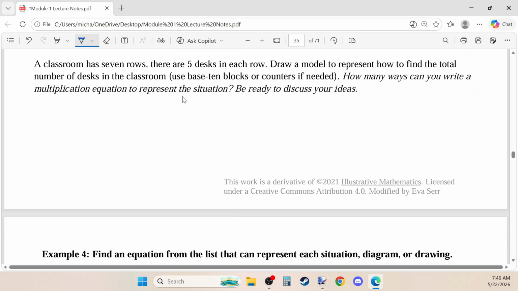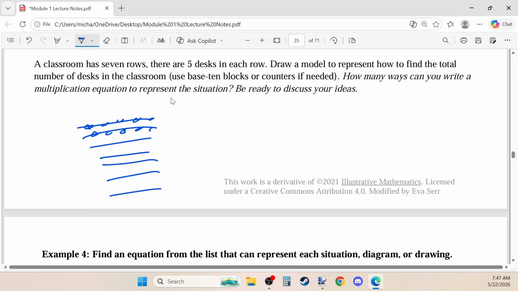A classroom has 7 rows. There are 5 desks in each row. So 1, 2, 3, 4, 5, 6, 7. 1, 2, 3, 4, 5 on each row. Draw a model to represent how to find the total number of desks in the classroom. Drawing models is a good way to understand problems. We can tap into parts of our brain that might not be activated from just reading the words if we draw a picture. So I drew 7 rows with 5 desks in each one.